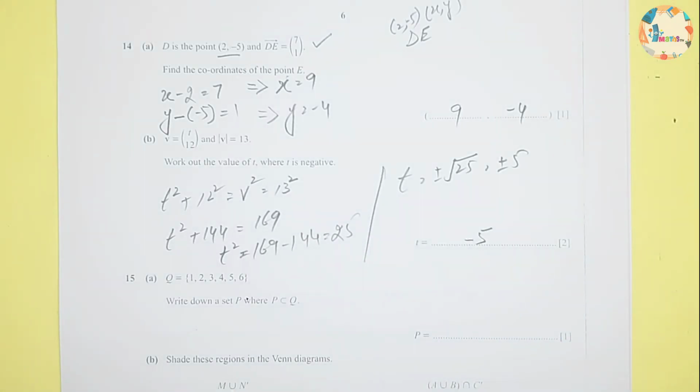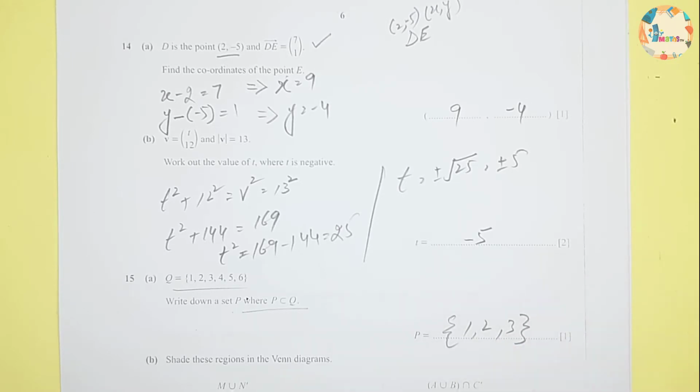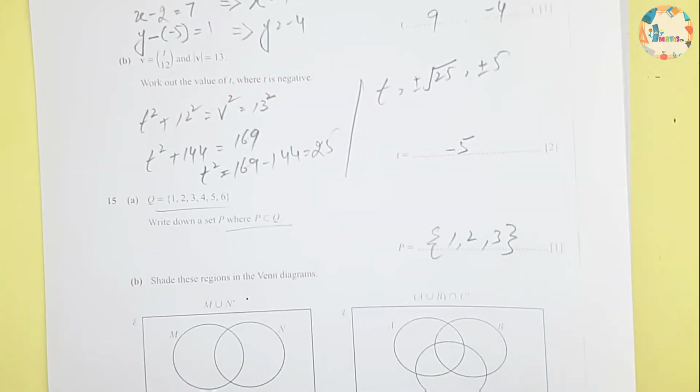Question number 15. Q is equal to this one. Write down a set P where P is a subset of Q. It can be any set which has fewer members than these sets. So we can write anything like, for example, 1, 2, 3. This is also a subset of Q. So we can write this. There can be other options for this answer also.